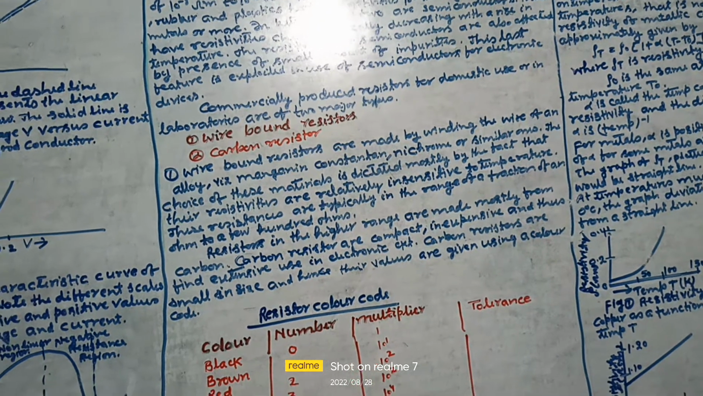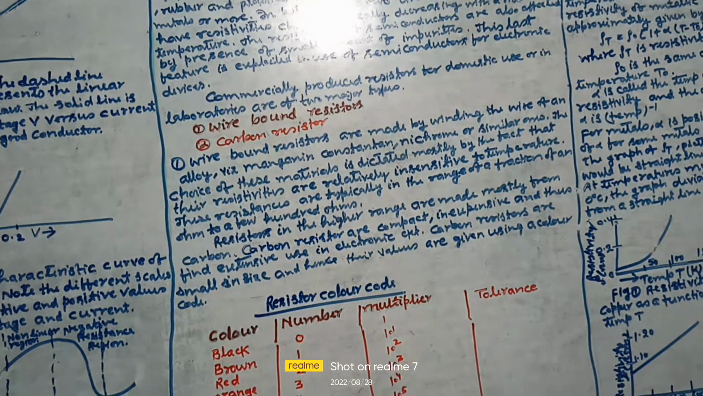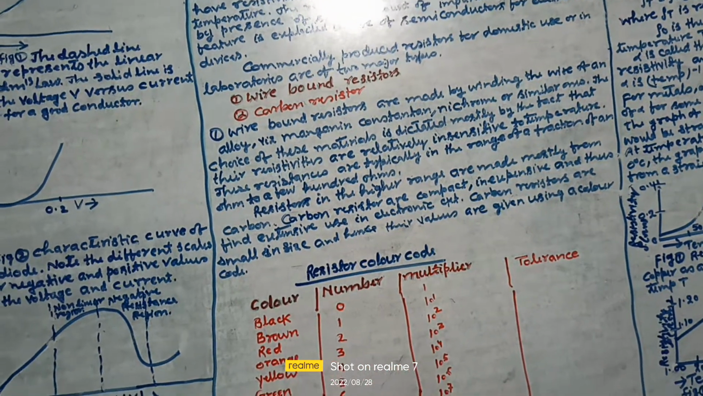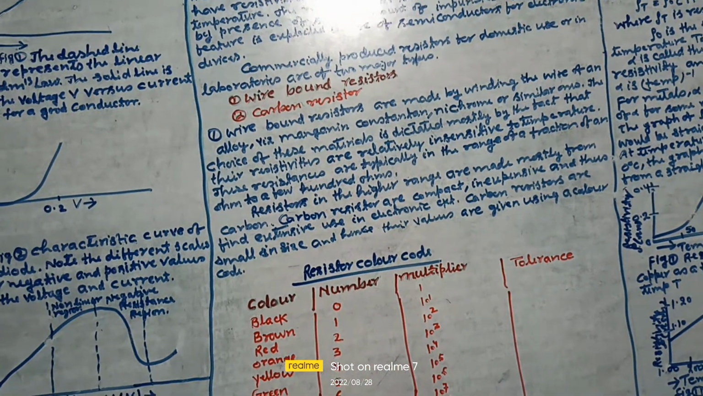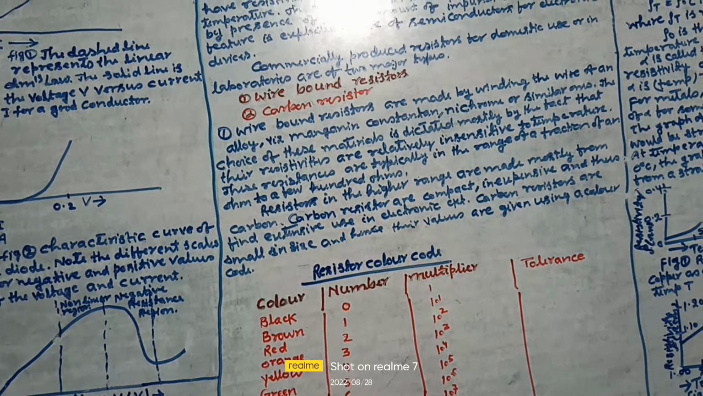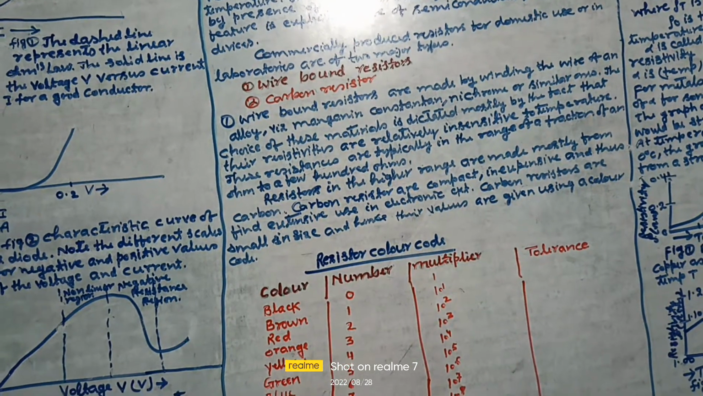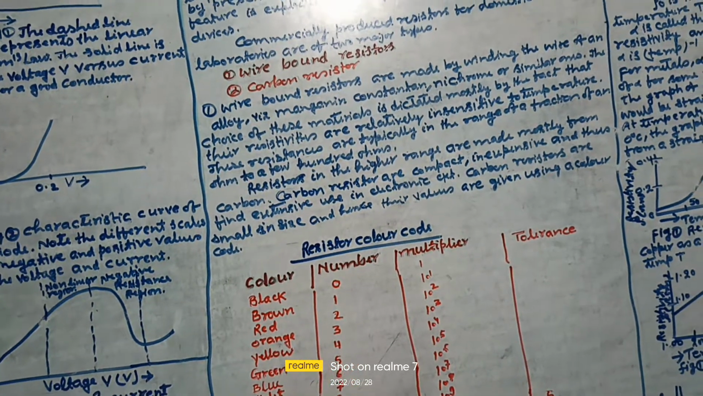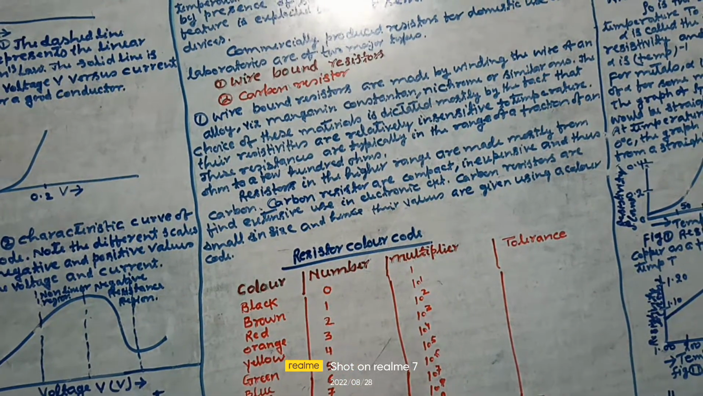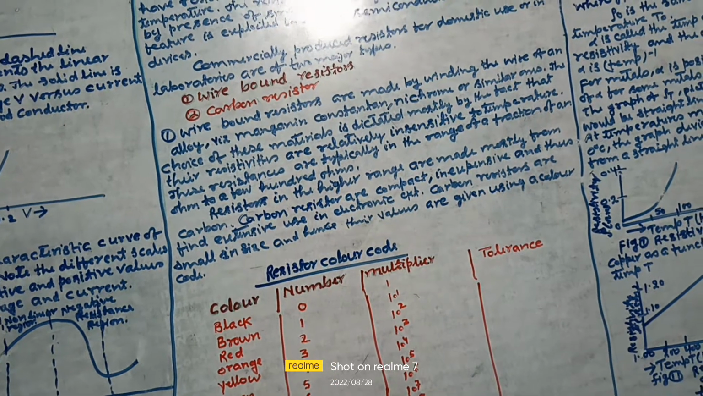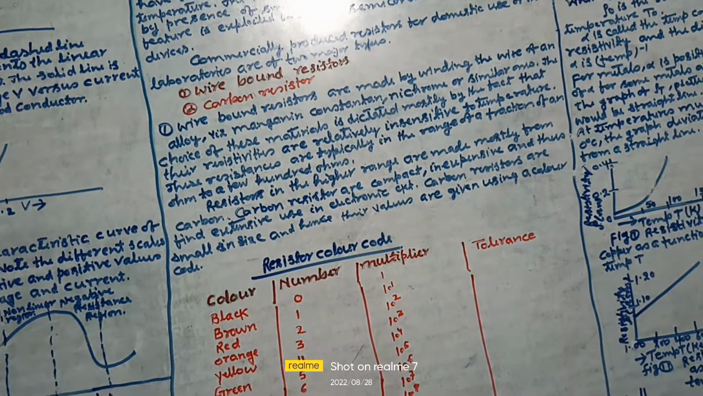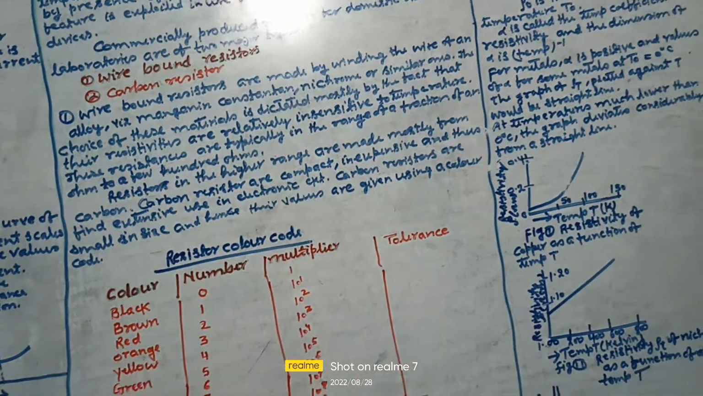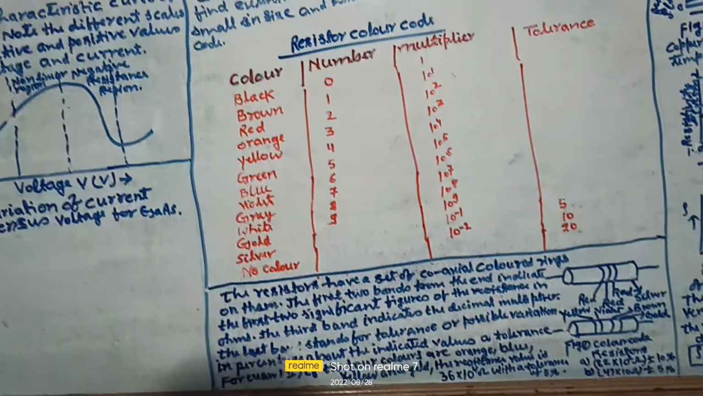Carbon resistors are small in size and hence their values are given using a color code, as shown in the table for the resistor color code: black, brown, red, orange, yellow, green, blue, violet, grey, white, gold, silver, no color. The digits are 0, 1, 2, 3, 4, 5, 6, 7, 8, 9, and the multiplier is 1, 10 to the power 1, 10 to the power 2, up to 10 to the power 9. Tolerance is 5, 10, 20 percent.